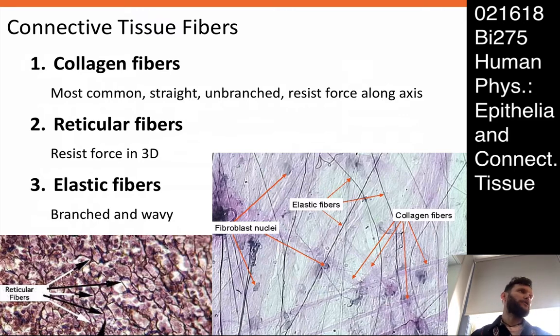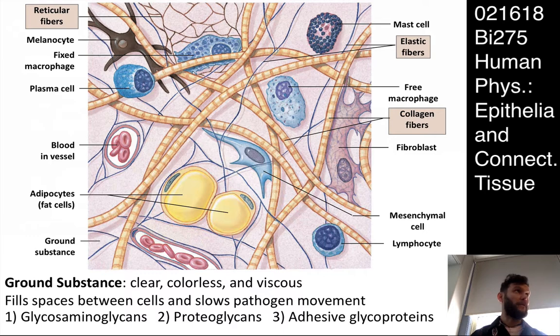So you often find reticular fibers in different capsules to organs. So the capsule around the kidney, for example, it's kind of a tough coating on the outside of a kidney. That is made of reticular fibers. Reticular fibers just resist force in three dimensions. So you're going to find this also in dense irregular connective tissue, which is what is in the dermis, the reticular layer of your dermis. We'll talk about that when I get to the skin a little bit.